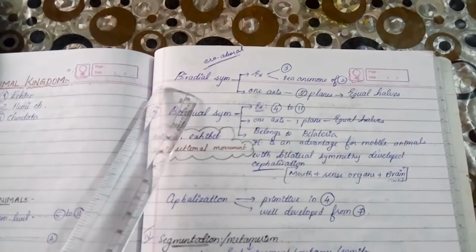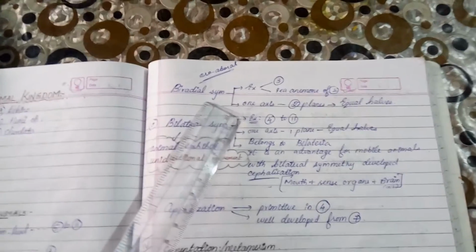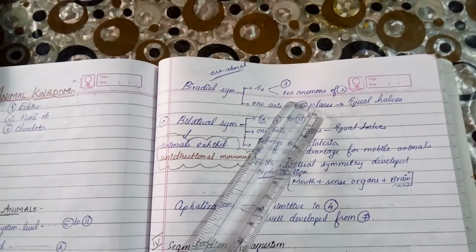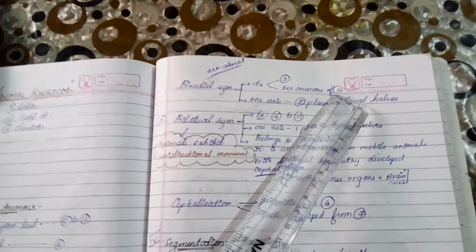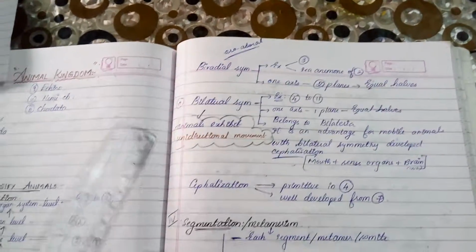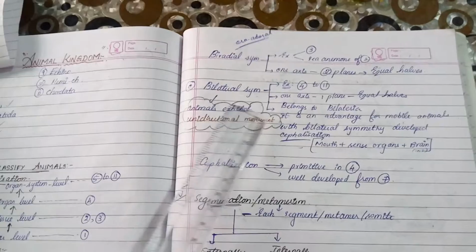The next type of symmetry is biradial symmetry. Examples for biradial symmetry are the third phylum, Ctenophora, and the sea anemone of the second phylum, Cnidaria. Okay, that's two examples: Ctenophora and the sea anemone of Cnidaria. The last type of symmetry is bilateral symmetry.